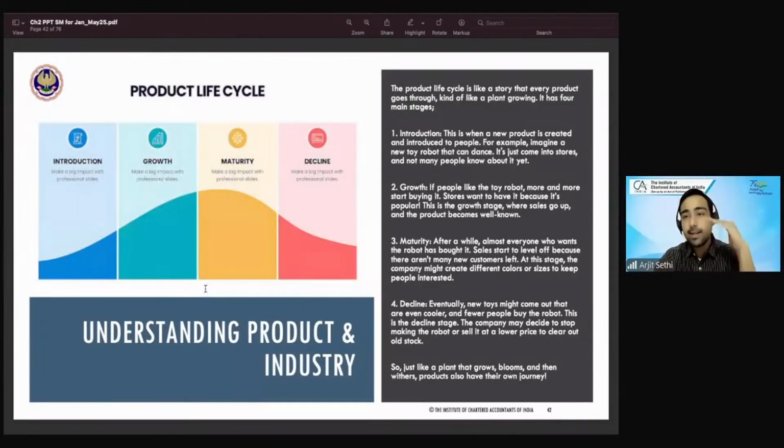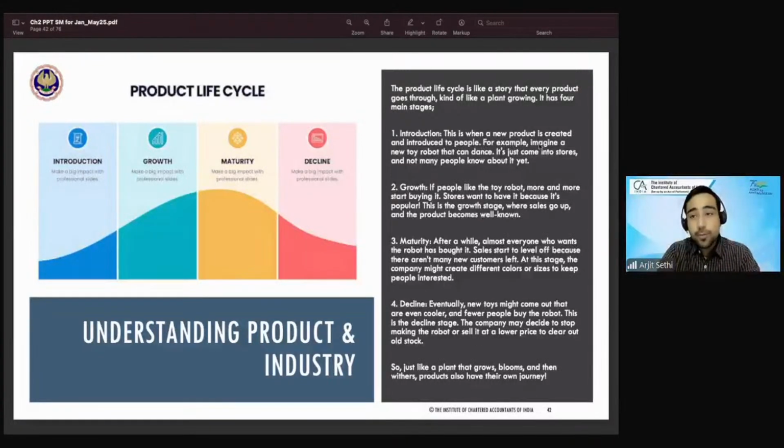Product life cycle: introduction, growth, maturity, decline. Now on the right of the screen, what you see here is a product life cycle story or a business scenario. Every product goes through this. It's just like a plant growing. We call it product life cycle. Plants have a life cycle, we have a life cycle.